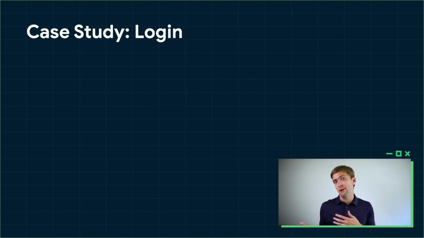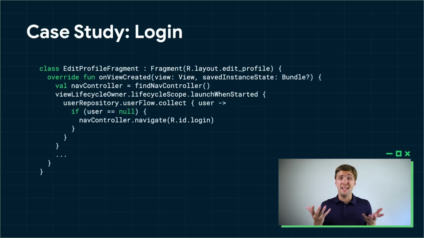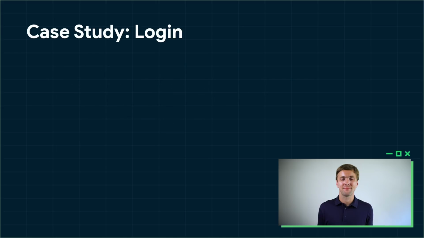So on our other destination, let's say the edit profile fragment, we require login. How you structure your checks on whether the user is logged in is up to you. But let's assume there's a user repository that delivers a flow we can collect to get our current user. If the user is null, we redirect users to the login destination. Just a simple navigate call is enough here.